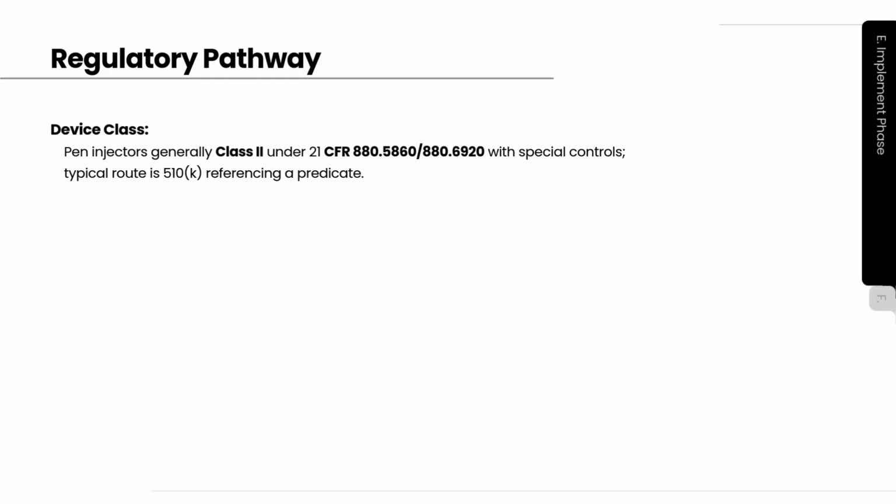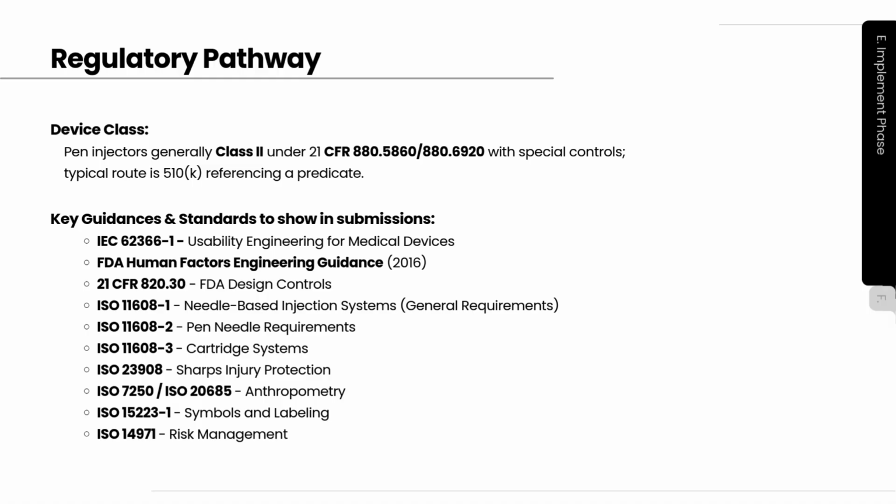Insulin pens are typically regulated as Class II medical devices under FDA regulations, with approval commonly achieved through the 510(k) pathway by referencing existing predicate devices. Submissions rely on established standards covering usability engineering, human factors, injection safety, risk management, labeling, and design controls to demonstrate safety, effectiveness, and regulatory compliance. Here are the key guidance documents and standards commonly referenced when developing an insulin pen.